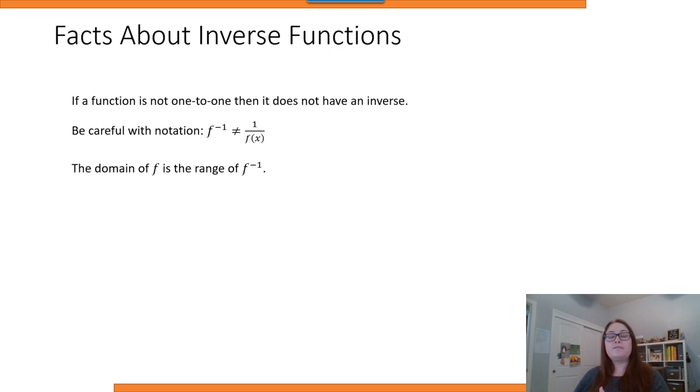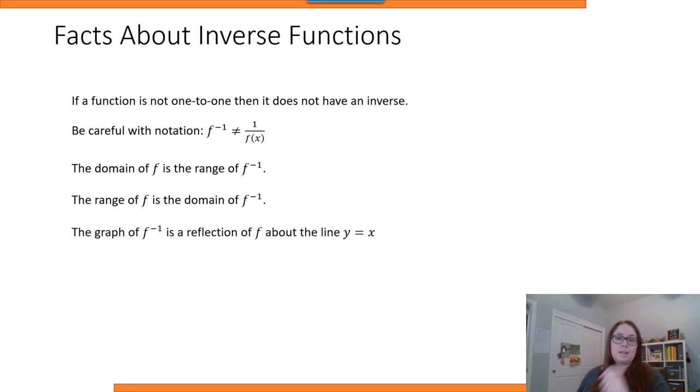The domain of f is going to be the range of f inverse because they have this inverse relationship with each other. And the range of f is the domain of f inverse. Some other properties: if I look at the graph of f and its inverse function, they will be a reflection of each other about the line y equals x.